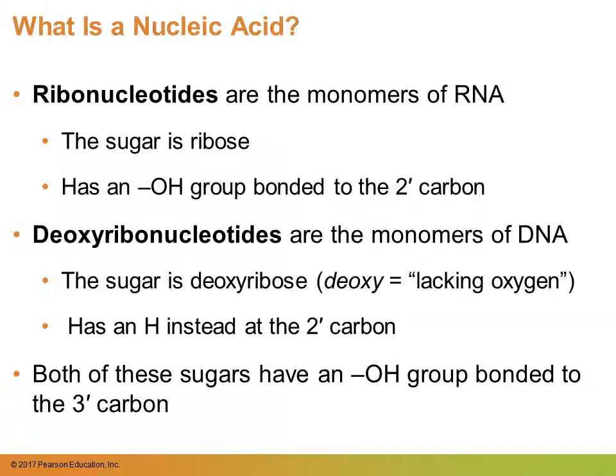It means lacking oxygen. So at the 2' carbon, which we'll discuss in a little bit, that 2' carbon, instead of having an OH group like ribonucleotides have, it only has a hydrogen. So that is the big difference between the two. Believe it or not, that missing oxygen makes DNA a much more stable molecule than RNA.